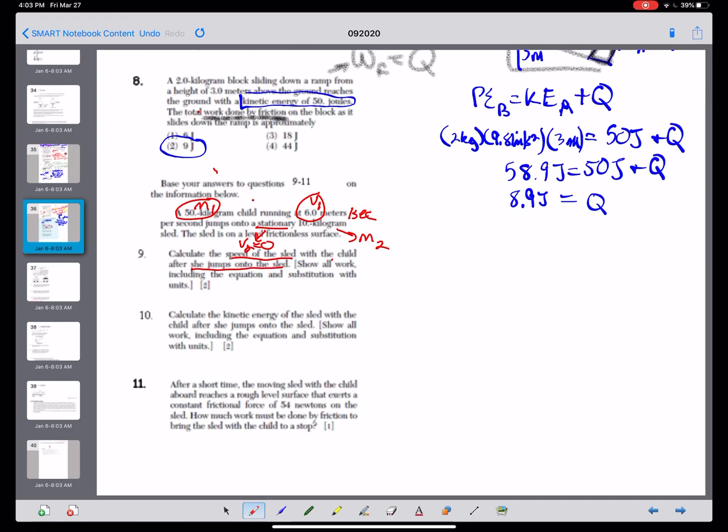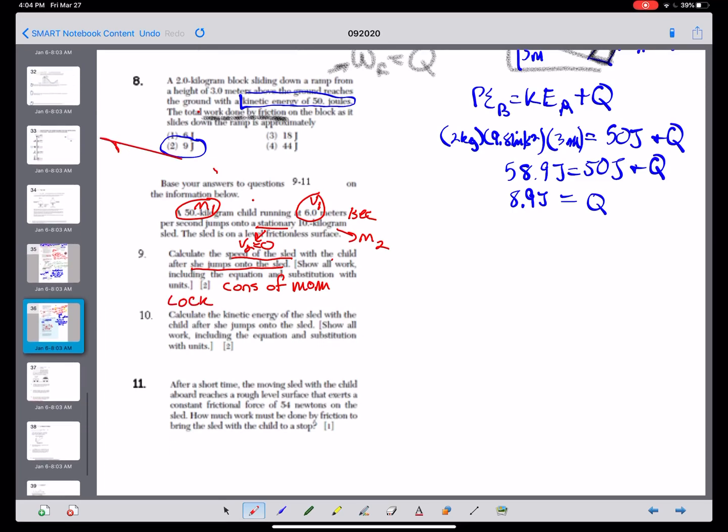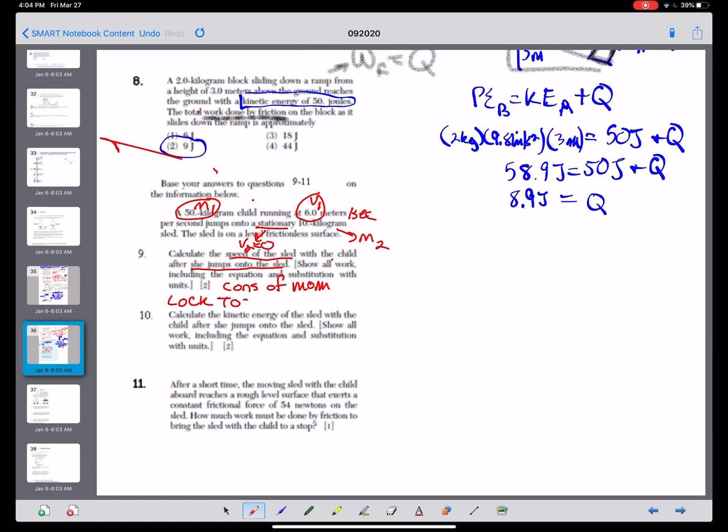Did you figure out what that one was? This is conservation of momentum. But it's a funny thing. It is a lock together problem. This is one of the most creative lock together problems I've ever seen on the Regents. Check this out. We got M1 V1 plus M2 V2 before collision equals the child's mass and the sled's mass together, as she's locked on the sled, times some common V.